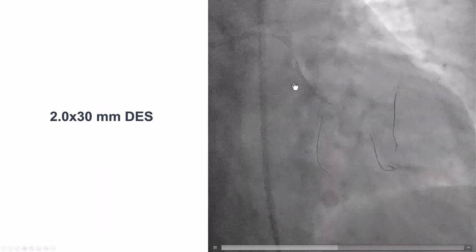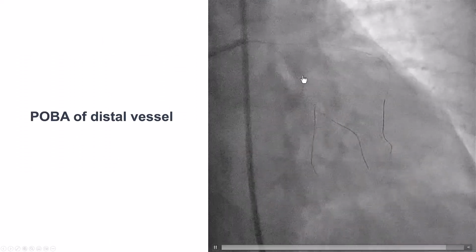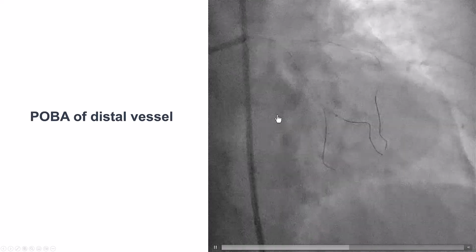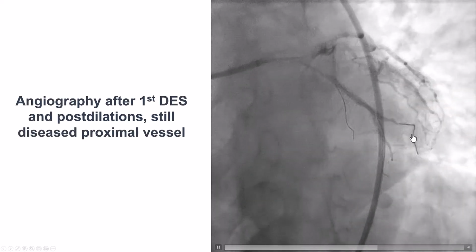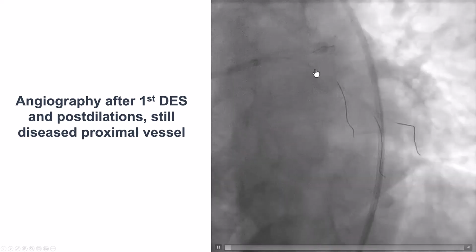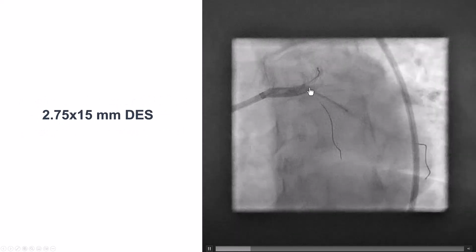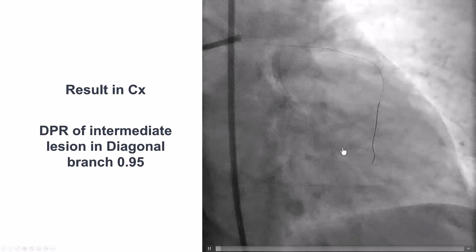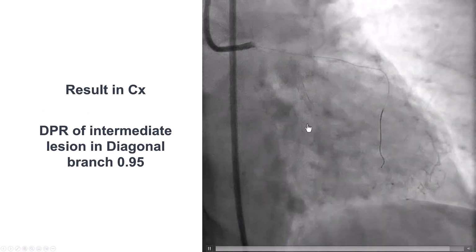diameter. We did place a 2.0 by 30 millimeter drug-eluting stent, and then post-dilated the stent with a 2.5 and 3.0 millimeter balloon, and then did some distal balloon angioplasty for improving the outflow. And that restored good flow into the vessel. However, there was residual disease in the circumflex, which is not uncommon in these CTO vessels. So we did place an additional drug-eluting stent, essentially all the way from the ostium of the circumflex to the first obtuse marginal branch. So nice result there.